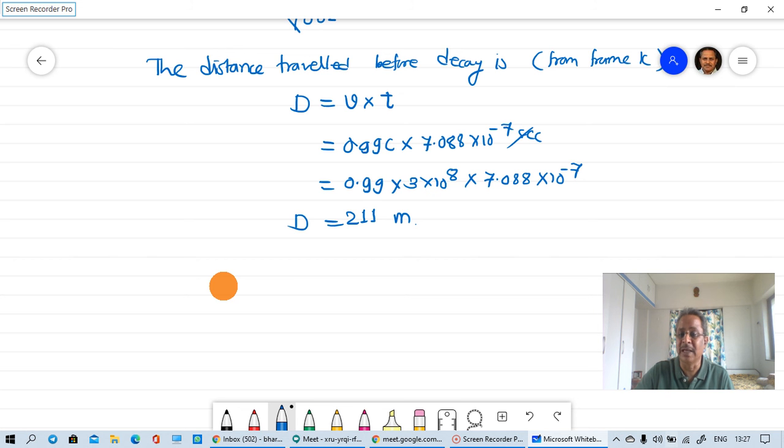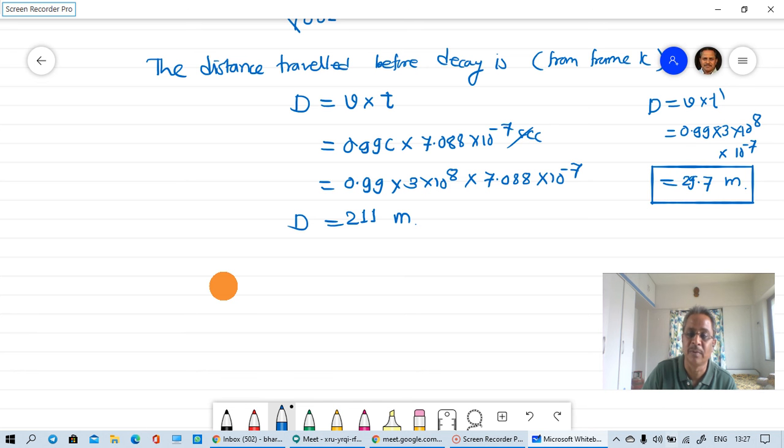Now the same calculation I can do in its own frame of reference. This is v into t prime, so it is 0.99 into 3 into 10 raised to plus 8, into this time, which is given to be 10 raised to minus 7 seconds. So just do this calculation. This 8 and minus 7 gives plus 1, and this is 10 into 3, actually it is 9 into 3 is 27, so 2 will be there, and this is 29.7 meters.